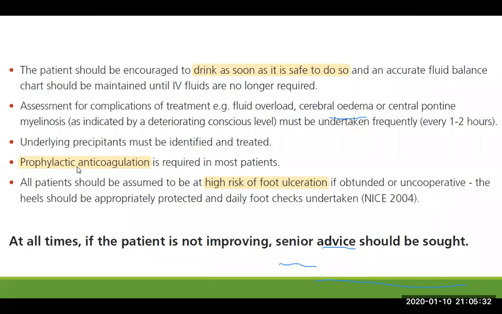And prophylactic anticoagulant is required in most cases, and of course there is a high risk for foot ulceration, so we must check for foot ulcers. At all times, if the patient is not improving, we must require senior advice.